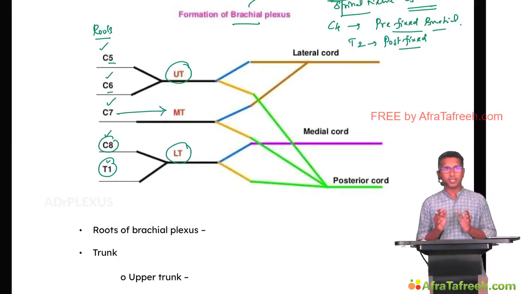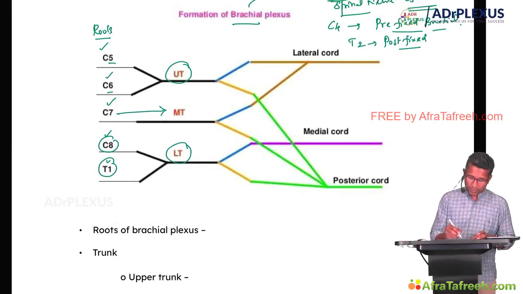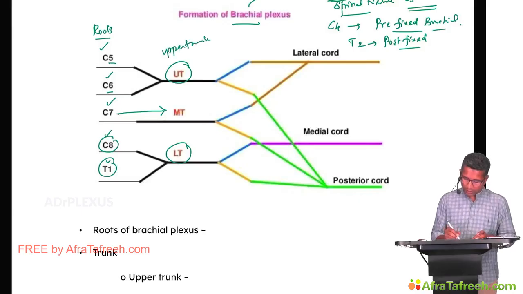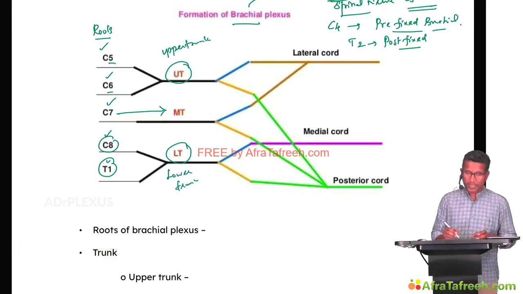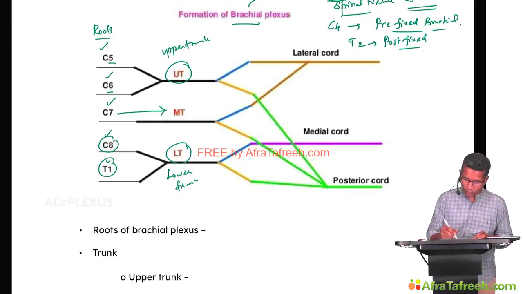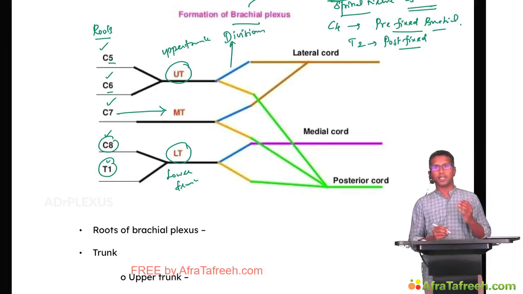Now you have got 3 trunks from the 5 roots. The C5 and C6 join to form the upper trunk. UT stands for upper trunk, guys. And C8 and T1 join to form the lower trunk. The C7 continues as the middle trunk, and each of these trunks, guys, divides into 2. These are called divisions. And how many divisions are there for each trunk?